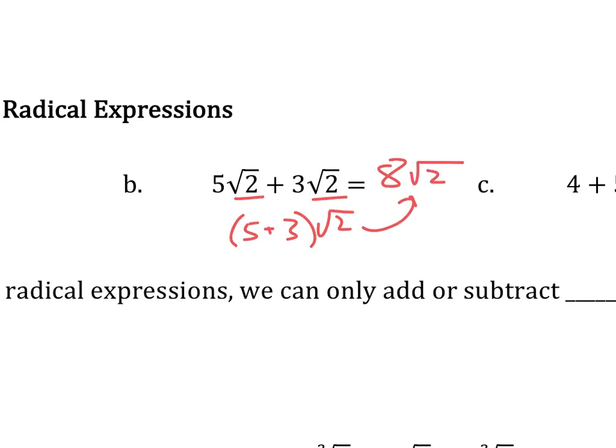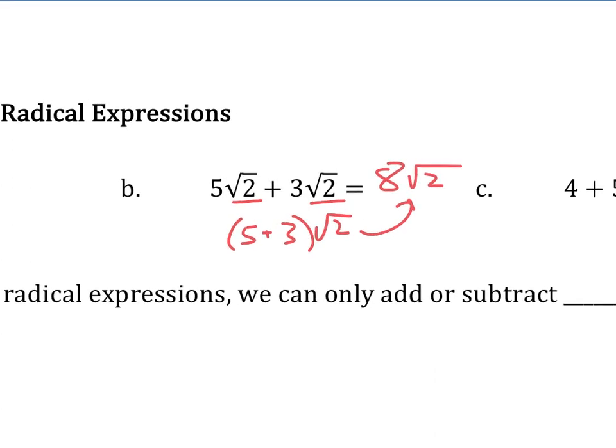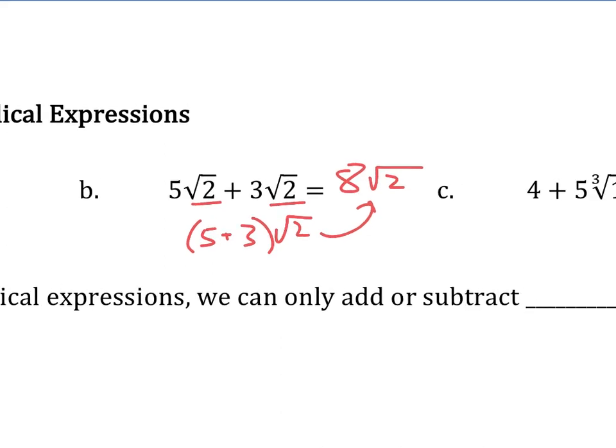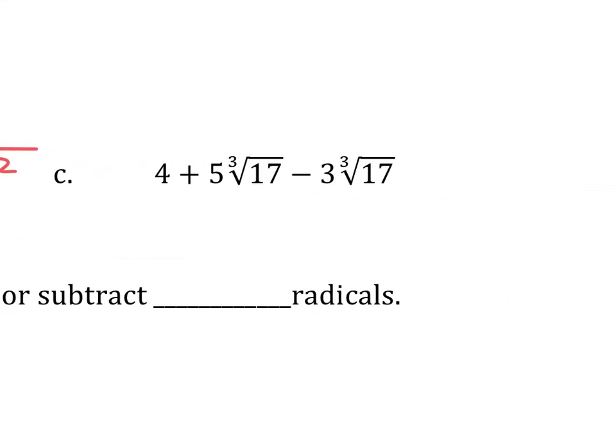So here, the square root of 2, it's a number. It's about 1.414. I don't know exactly what it is, but I have 5 of them and 3 of them. Now I have 8. Okay, so we can add those.